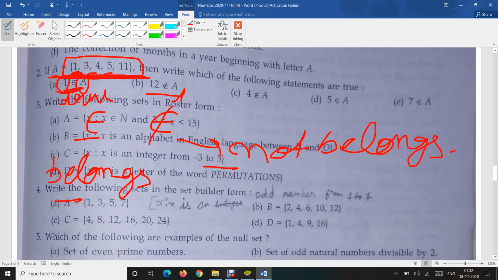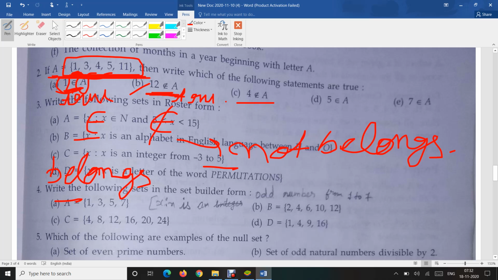So this statement is also true, because 12 is not present in the set. That's why 12 does not belong to the set A. So this statement is also saying that 12 does not belong to the set A. So this statement is true.